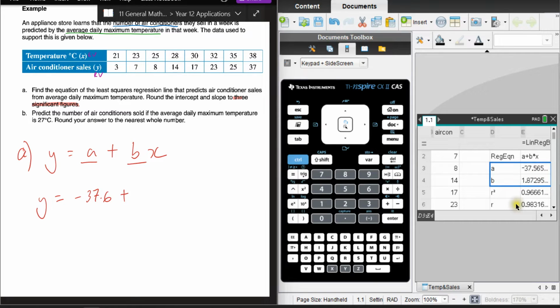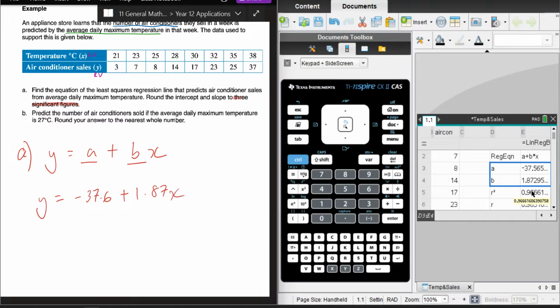Plus, and then B, according to this, is 1.8729. So let's ask, Kyla, sorry, I got you guys confused. Kyla, can you give me this into 3 sig figs? B. Good, just 1.87. X. Sorry, Kyla. All right, there's my formula.